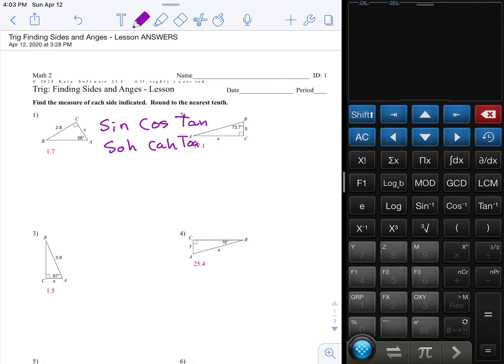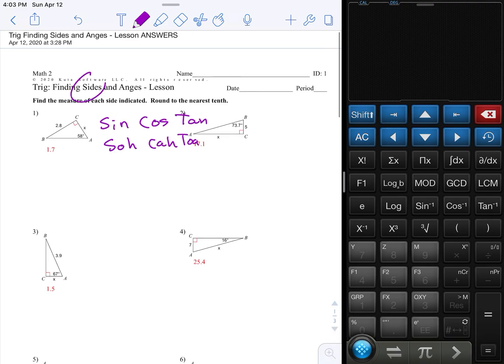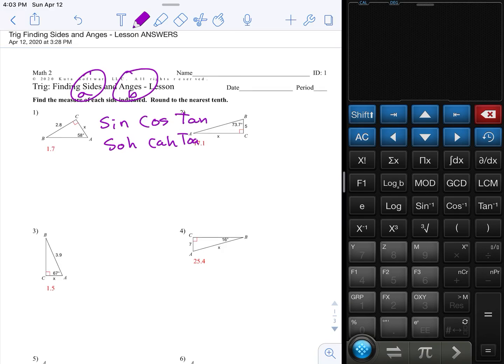We're going to find sides and find angles today. This is part A, this is part B. Neither one of them is hard, it's just a question of how to use your calculator. As far as how you set it up, it's kind of the same thing.